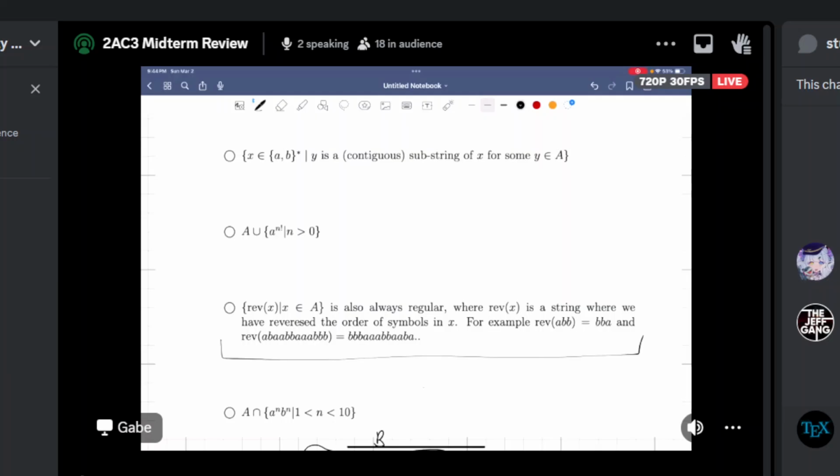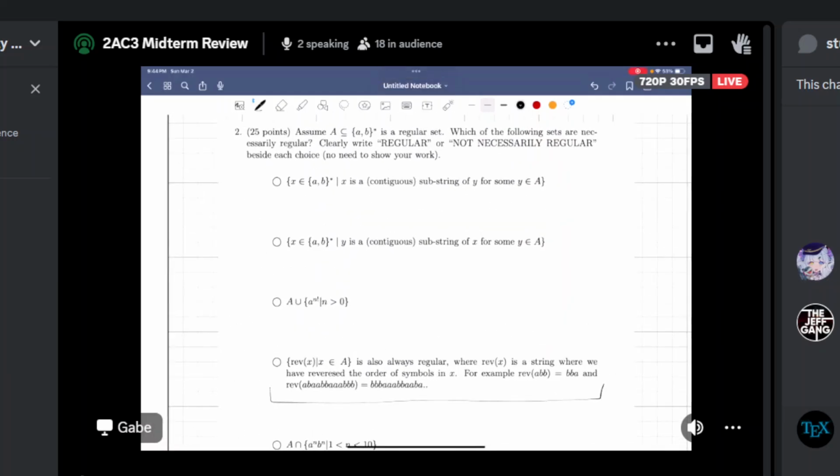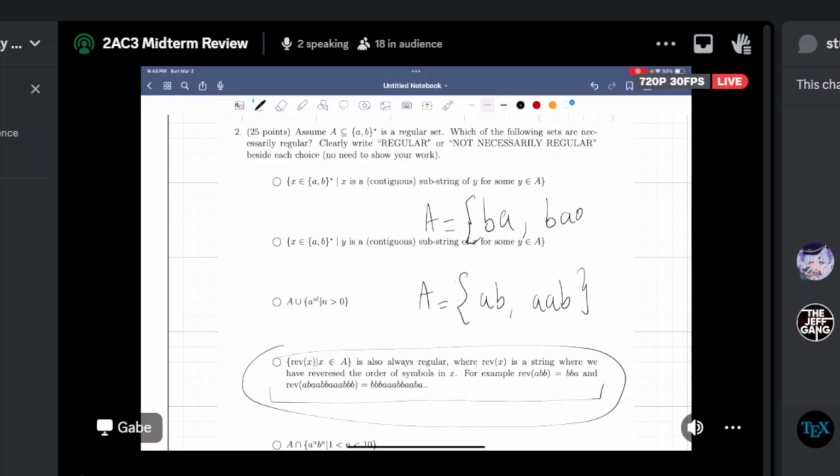So reverse is just, X is some string in A. So we're saying it's just A but reversed. It's literally every string in A but reversed. So if A was the set like AB, AAB, etc., is this language where everything is reversed, so instead of AB it's BA, instead of AAB it's BAA, still regular? Is rev of A still regular?